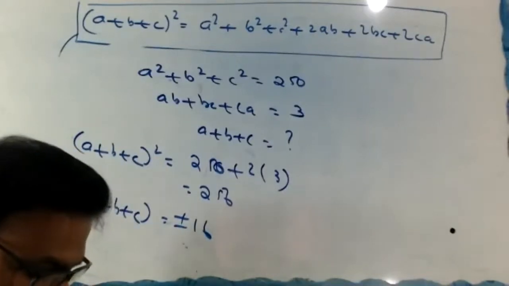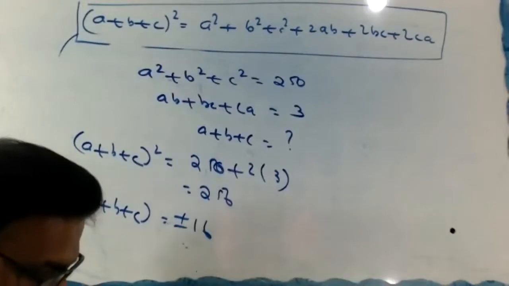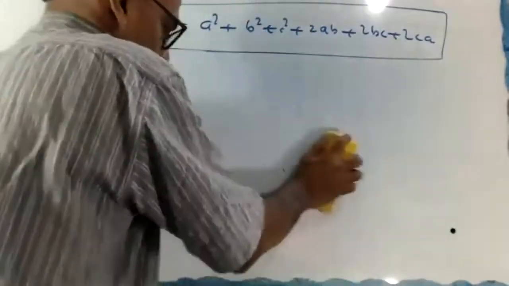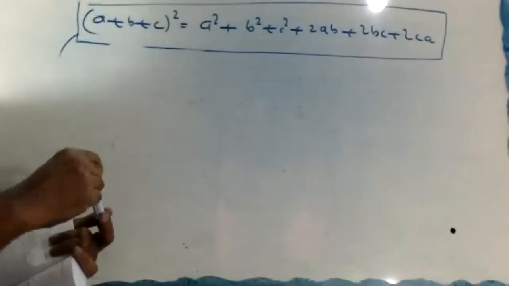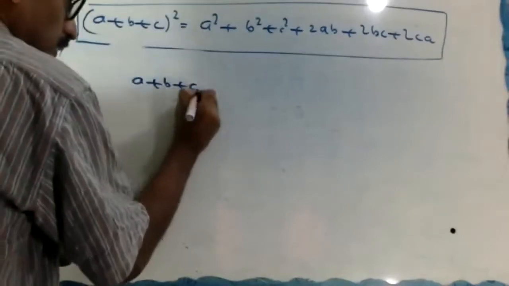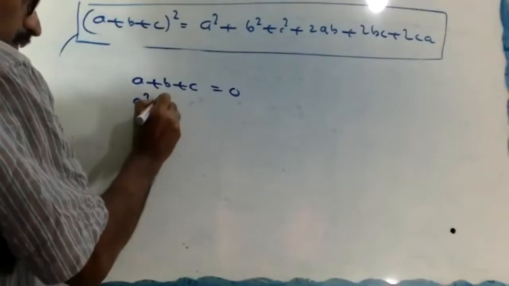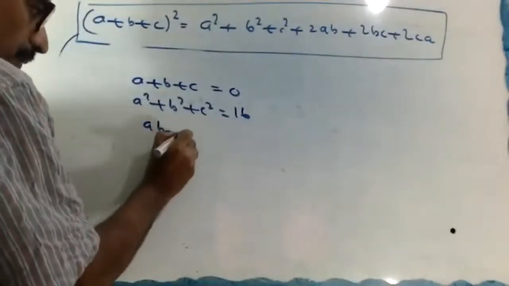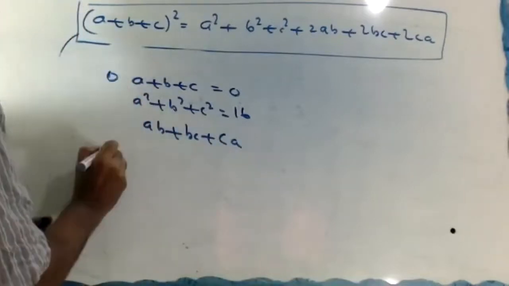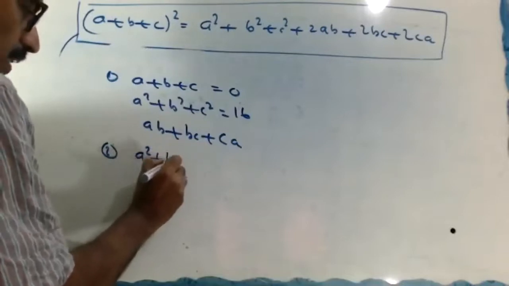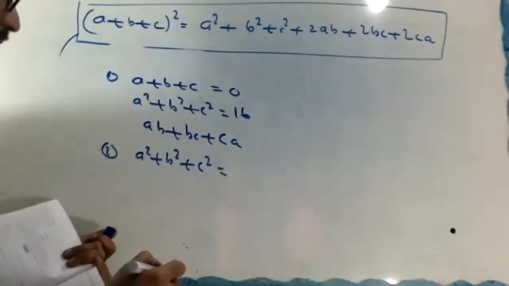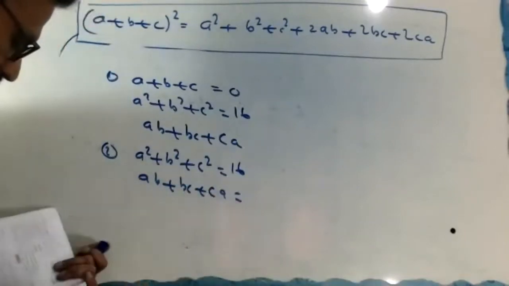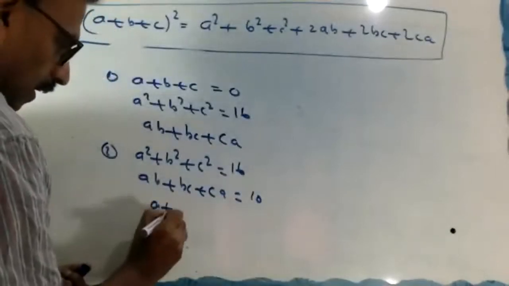Okay, so next question, similar one questions, okay? Okay, so I'll write now next question. A plus B plus C equal to 0. A square plus B square plus C square equal to 16. Find AB plus BC plus CA. Question number two. A square plus B square plus C square equal to 16. AB plus BC plus CA equal to 10. Find A plus B plus C.